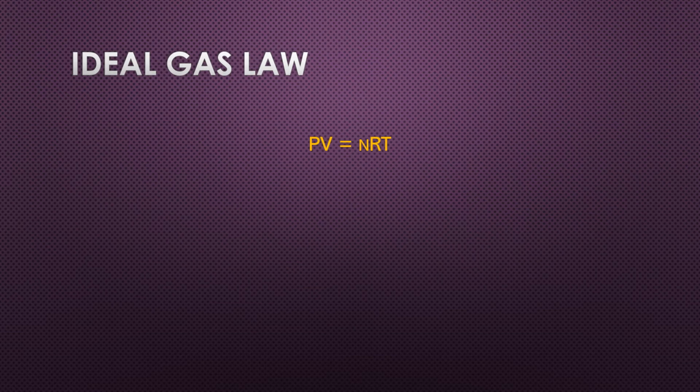Now, in that equation, PV equals nRT, the P represents the pressure, and the unit that we'll be using for pressure for gases, and for this equation specifically, is atmosphere. So if you're given something in kilopascal, we'll have to convert that to atmosphere. And remember, 1 atmosphere is 101.3 kilopascal.